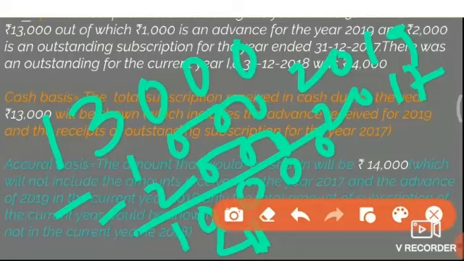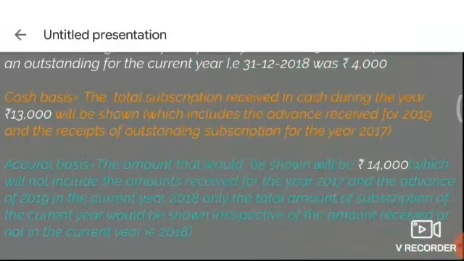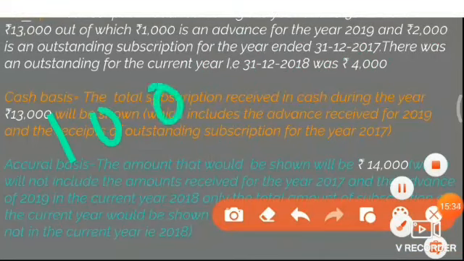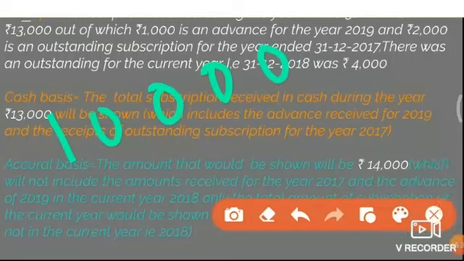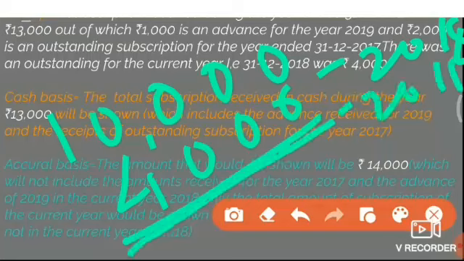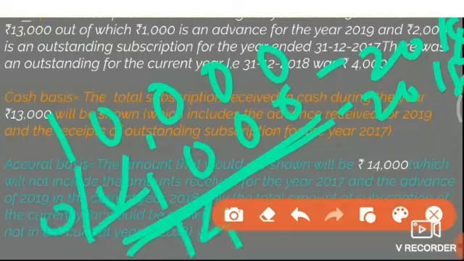Just remember, it is 10,000 rupees. Now this 10,000 rupees is the pure cash after removing that 1,000 and 2,000 rupees. This is the pure cash of 2018 as subscription, plus that 4,000 rupees which is not yet received from the members. Actually, it should be the income of 2018 itself. It is an outstanding, so it will be added. So your total subscription for the year will be 14,000 rupees.